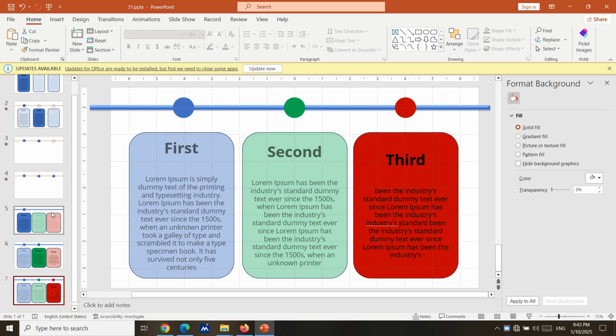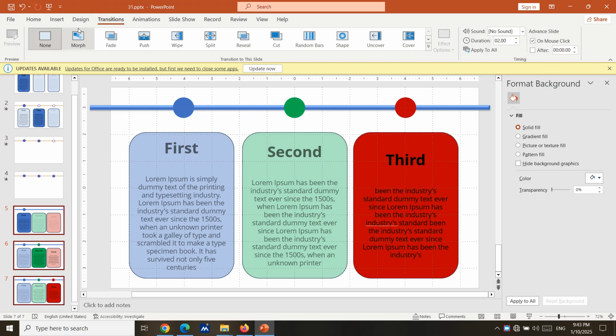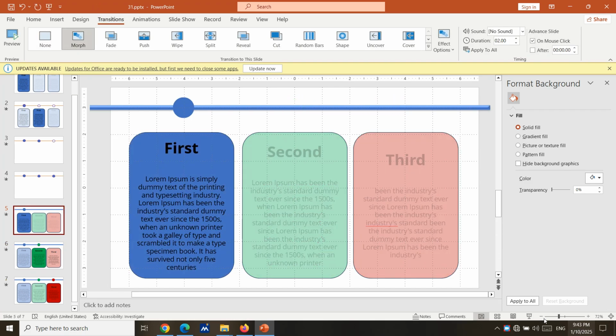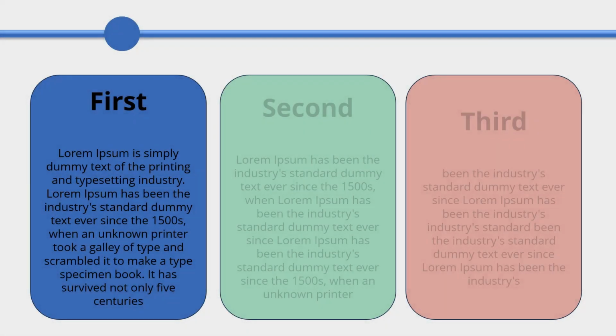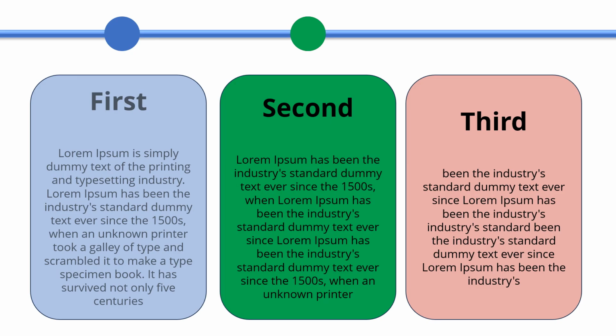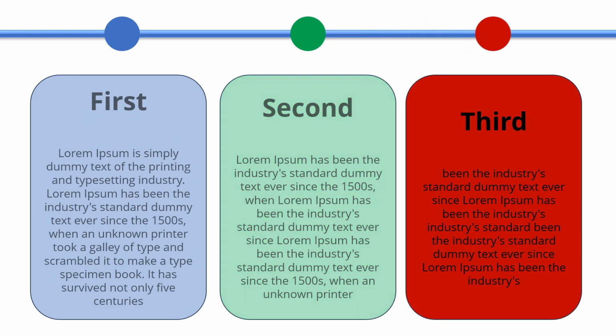Okay, let's see the slide we created. We just need to give it a Morph transition. Now let's go and see what we created. You can see it's as smooth as possible.